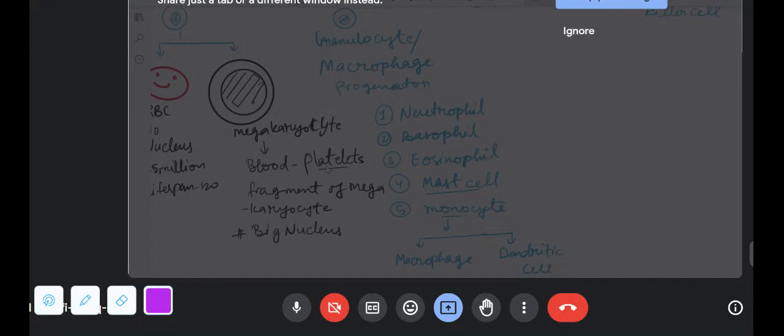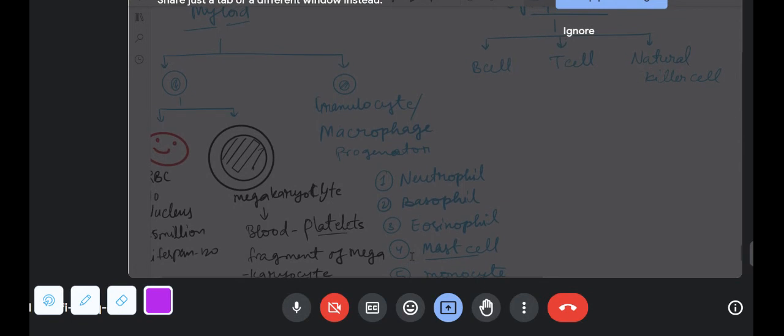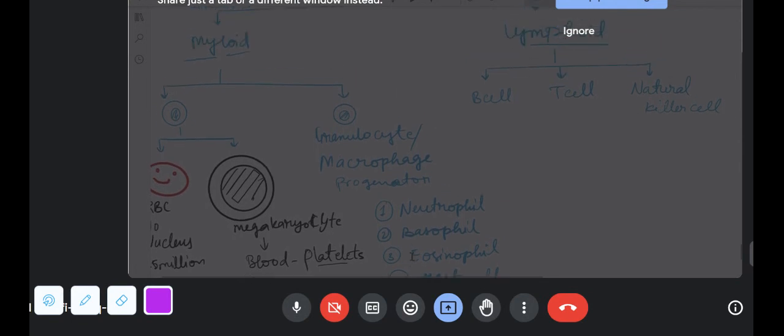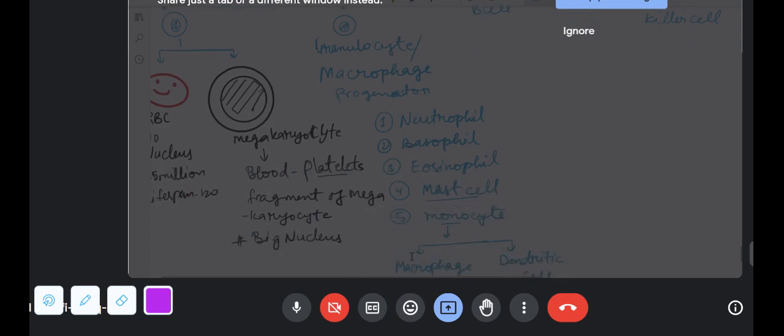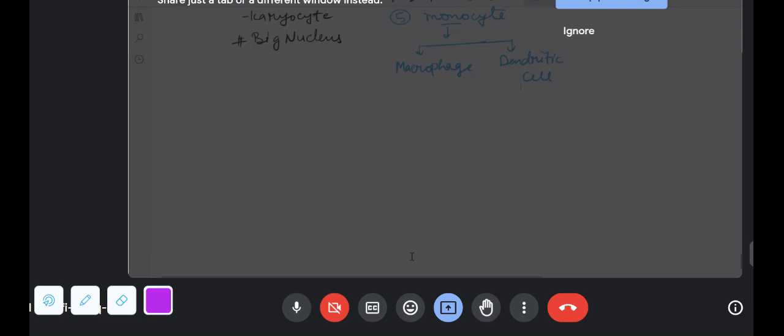The origin will be the same. From where the monocyte is formed, from there only the dendritic cell will form, and the monocyte will form the macrophage only in the tissue when it enters the tissue. Some phases will be there for the particular organ. We will see it later. So B cell, T cell, natural killer cells, all you learned here. Now we have to discuss all the cells one by one.